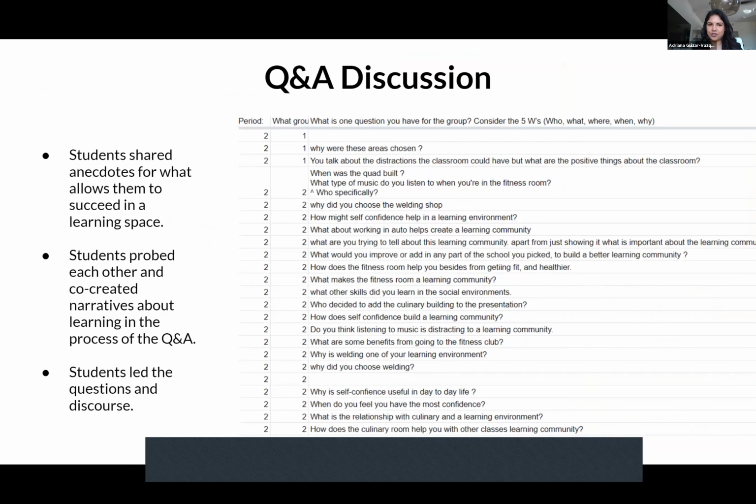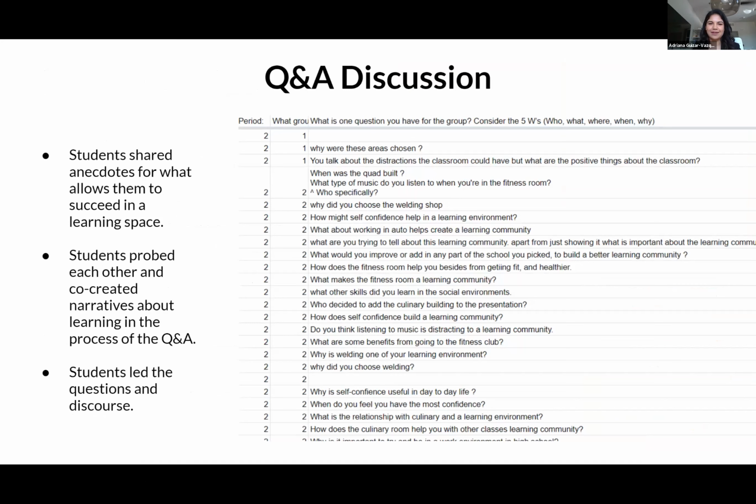In their Q&A discussion, students again were sharing anecdotes of what helped them be successful in classrooms. They probed each other and really wanted to understand. For example, here a student mentioned that playing basketball in PE class allowed him to feel successful and feel more confident across other subject areas, that having that space to really interact with other students allowed him to feel confident, not just in one learning space, but across multiple spaces.